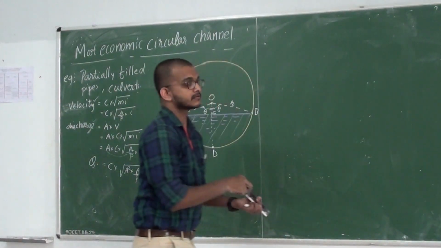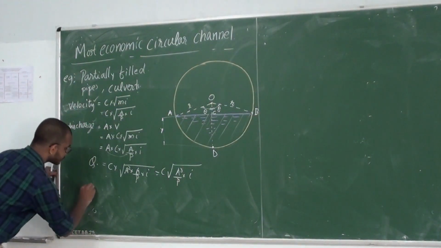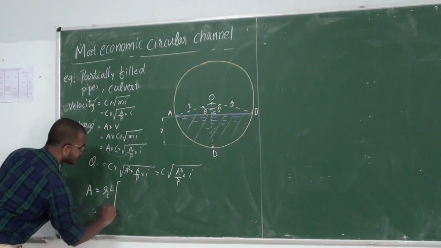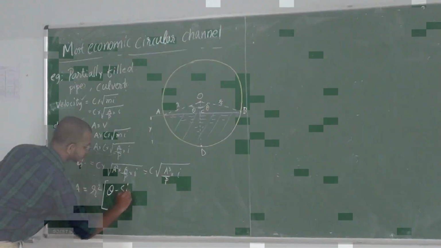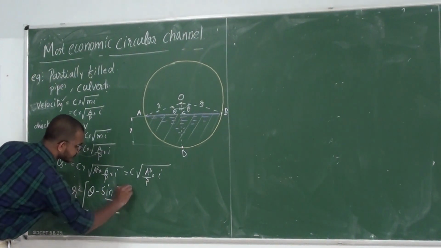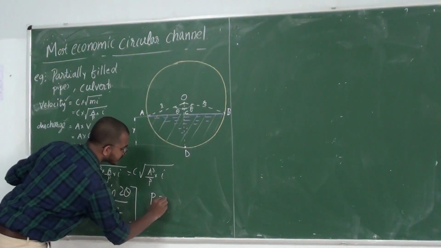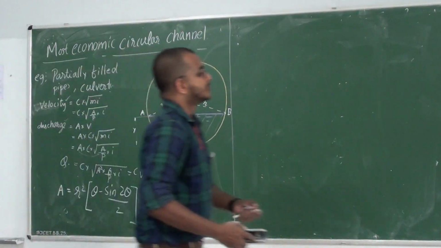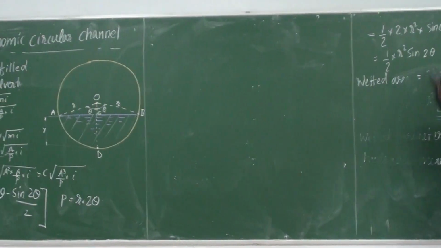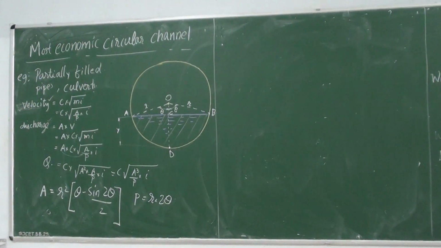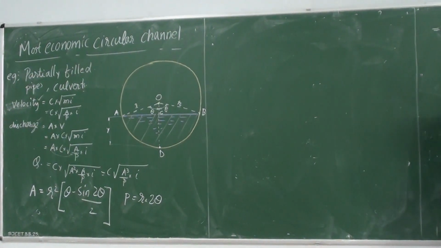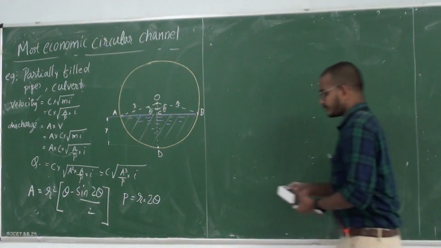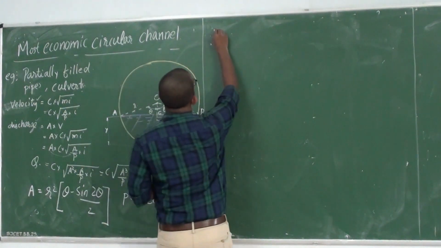Okay, let us note down the equations here. The vectored area A is equal to r square into theta minus sin 2 theta by 2, and the vectored perimeter P is equal to r into 2 theta. Okay. Now the condition of maximum velocity.